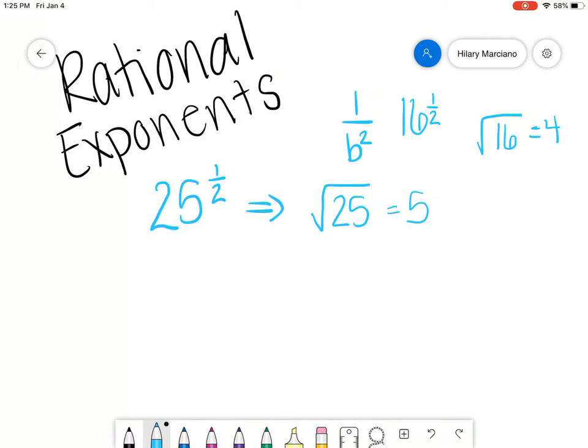We can do the opposite also. If we have the square root of 18 and we need to write it in exponential form, we can take the power next to the 18, which is 1. We can take the square root, which is a 2, and then we can write our whole number here. So we can rewrite this in exponential form as 18 to the 1/2 power.